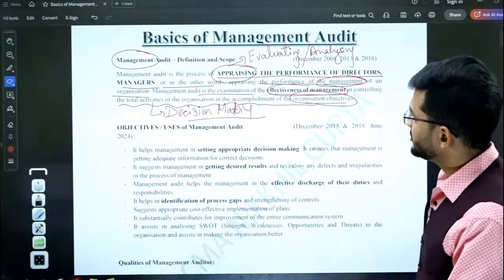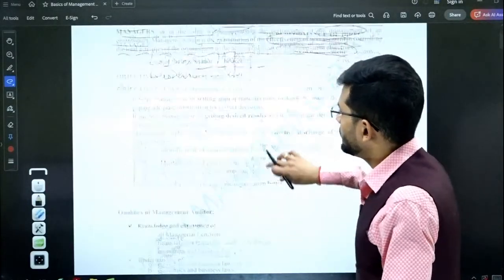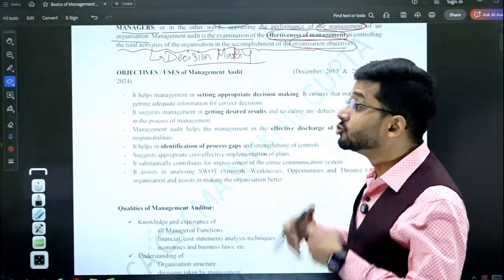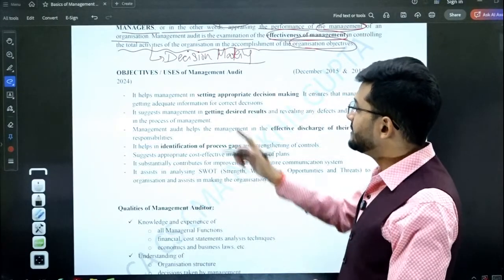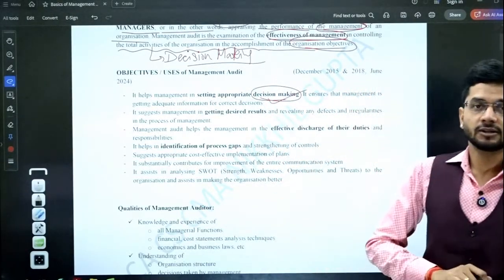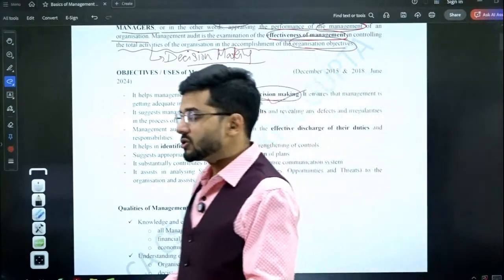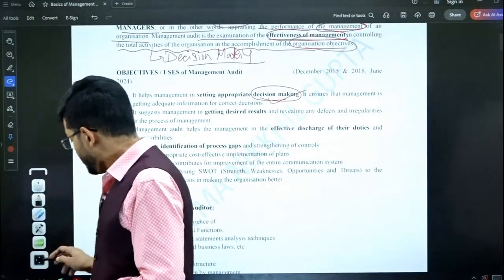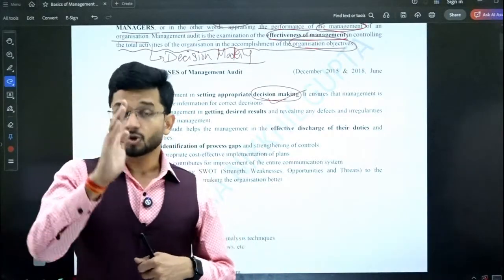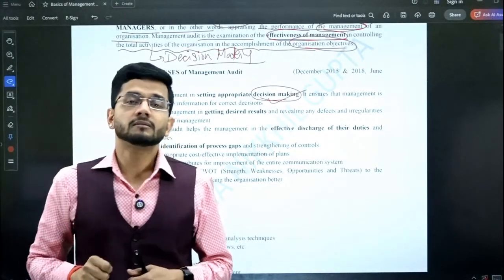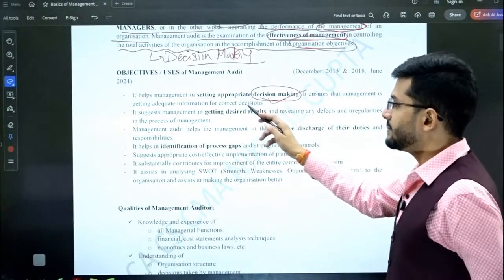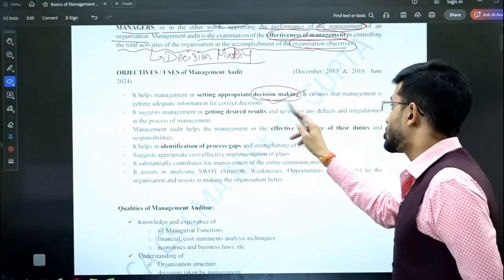So that is the definition of management audit. Now, what are the objectives or uses of management audit? How can management audit be useful to an organization? It helps management in setting appropriate decision making. First and foremost, we tell the management whether their decision making is correct or incorrect. What is the approach towards management decision making that we highlight in these audits? So it helps management in setting appropriate decision making.